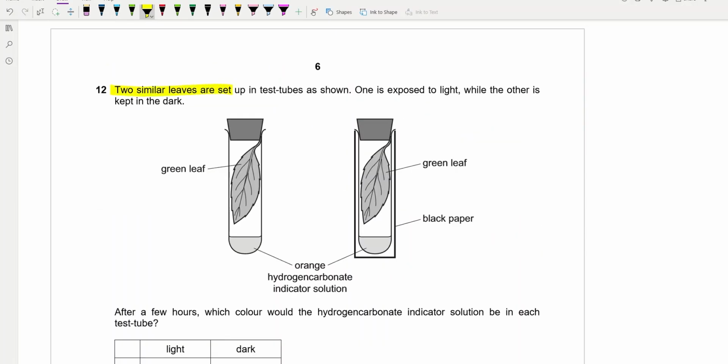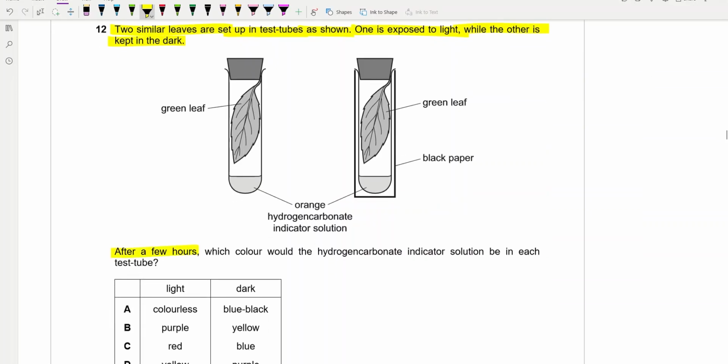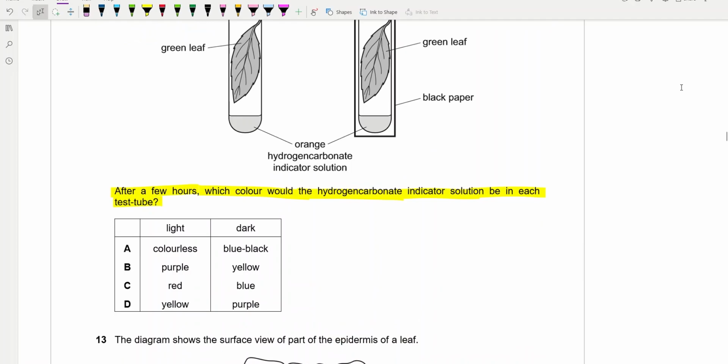Question number 12. Two similar leaves are set up in test tubes as shown. One is exposed to light while the other is kept in the dark. After a few hours, which color would the hydrogen carbonate indicator solution be in each test tube? So if CO2 is used up, the color would change to purple, and if CO2 is not getting used up, the color would change to yellow. So the answer would be option B.